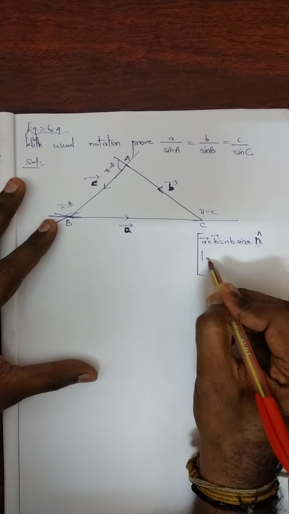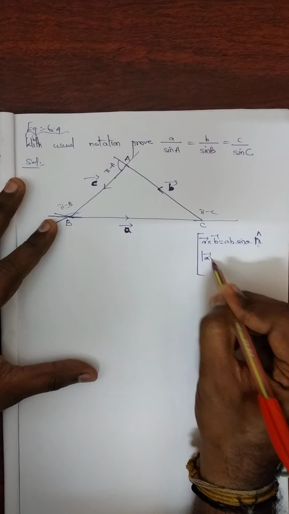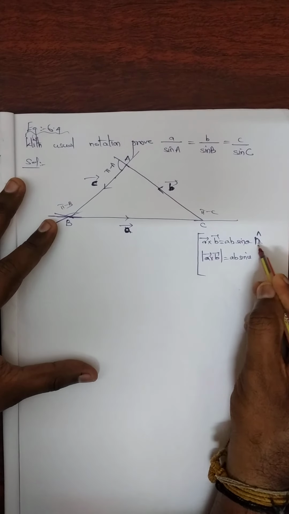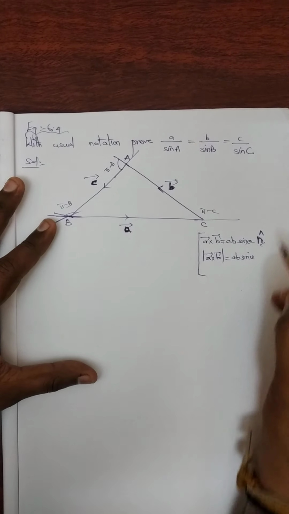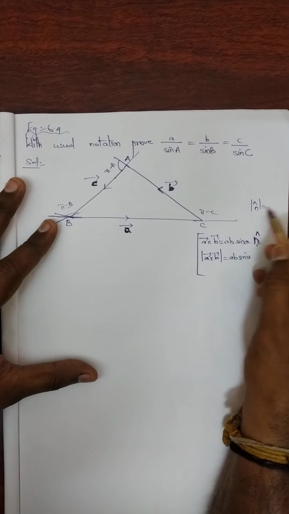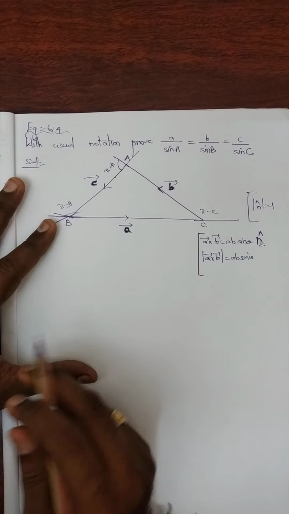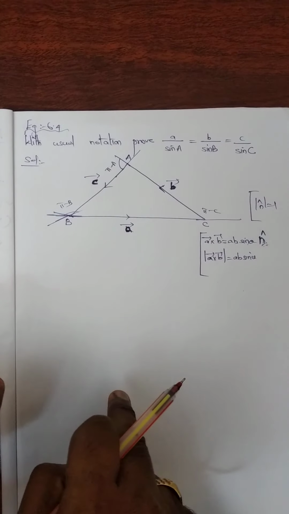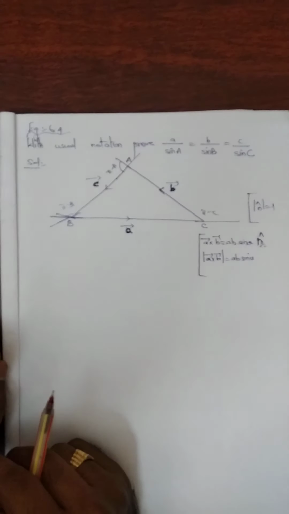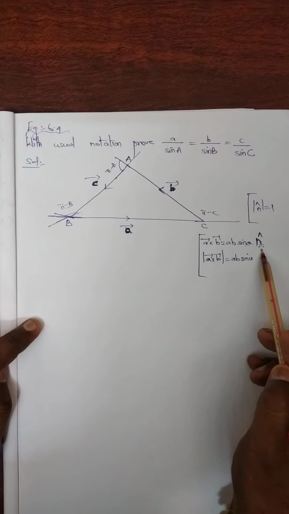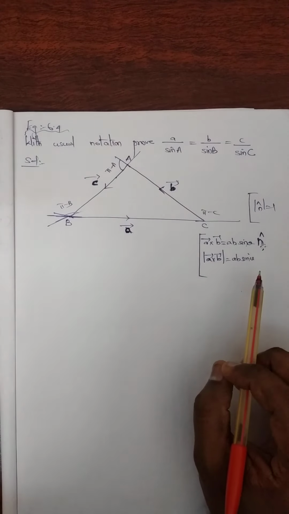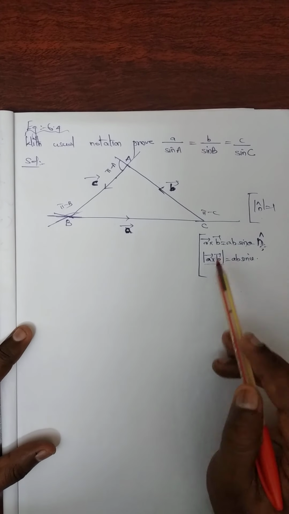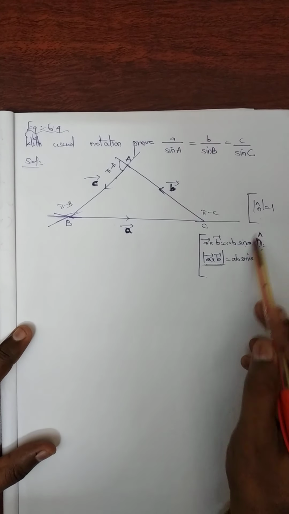If I take the modulus of A vector cross B vector, the answer is ab sine theta. This n cap will become 1 because the modulus of n cap is equal to 1, because n cap is nothing but a unit vector. Listen carefully: n cap is a unit vector, and if you put the modulus for a unit vector, the answer will be 1. So I don't need to write it, since by putting the modulus, n cap will vanish.